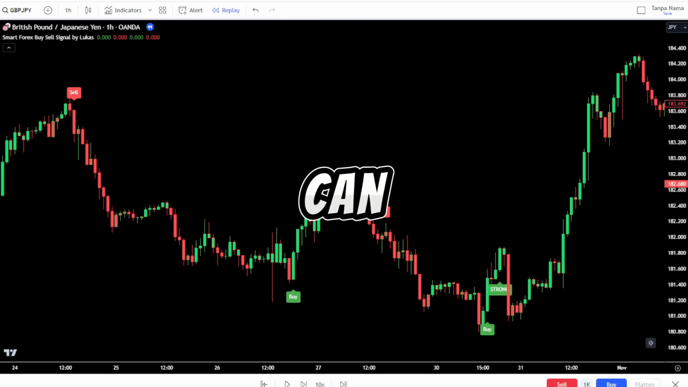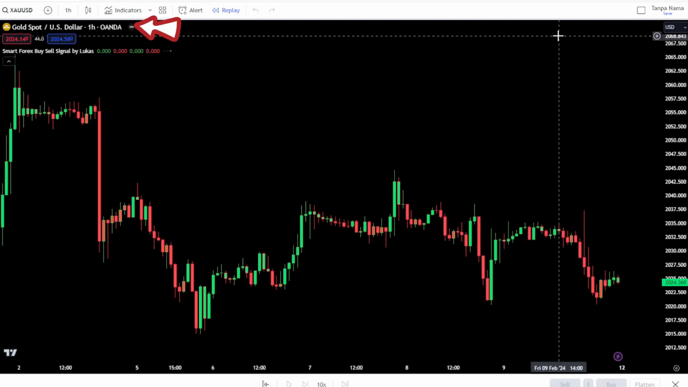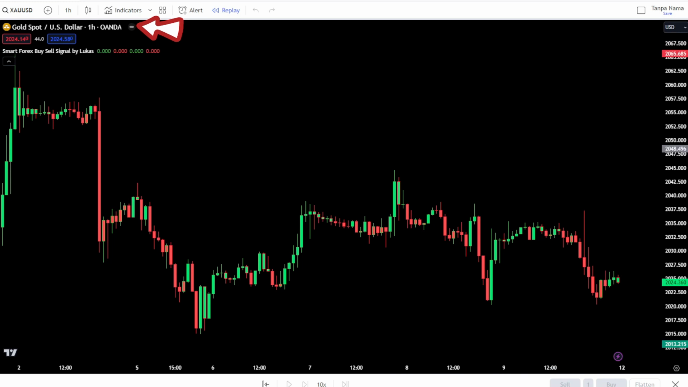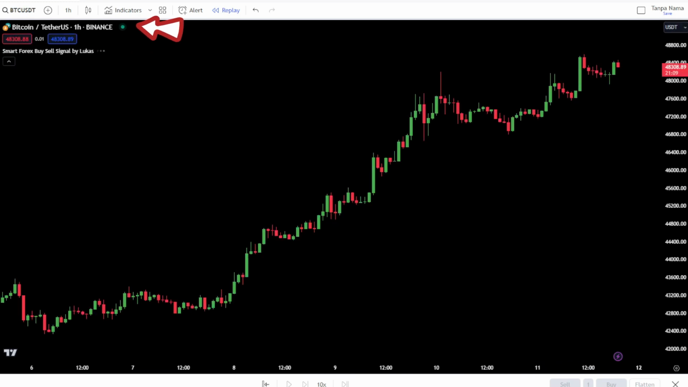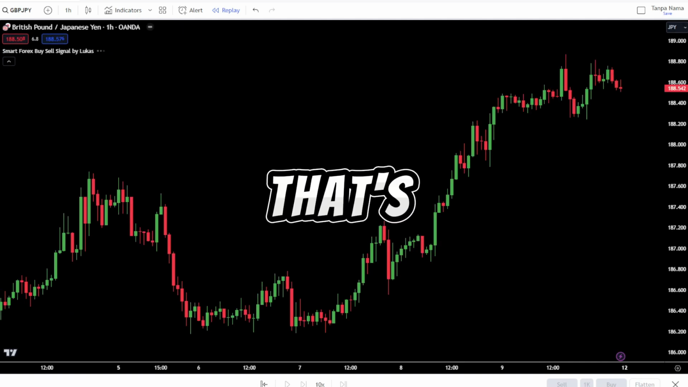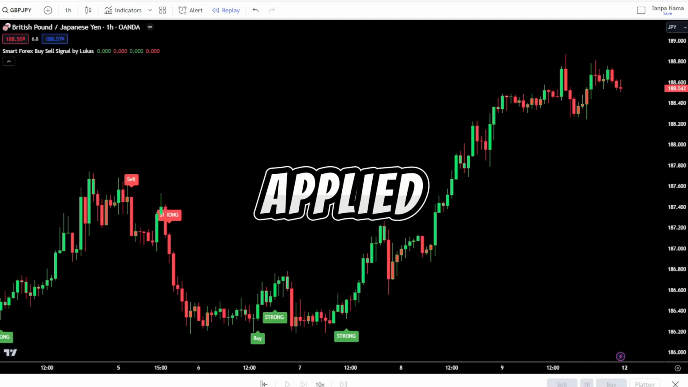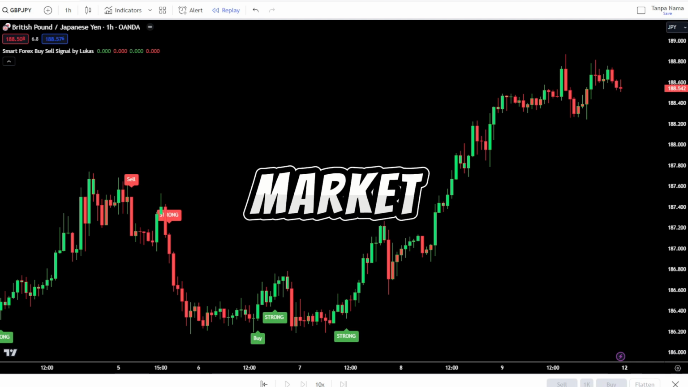This indicator can only be used if you are trading in the Forex market. If you are trading in the gold or crypto markets, this indicator will not provide any signals. This limitation is due to the indicator's reliance on price action, RSI, and correlation with major Forex pairs. That's why the indicator won't function if applied to markets other than the Forex market.